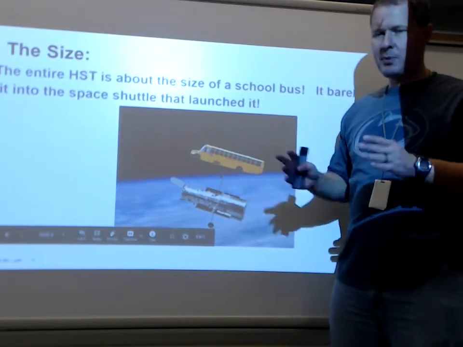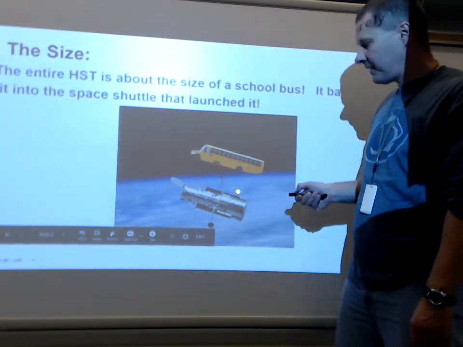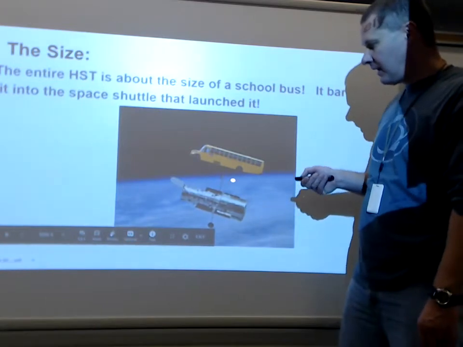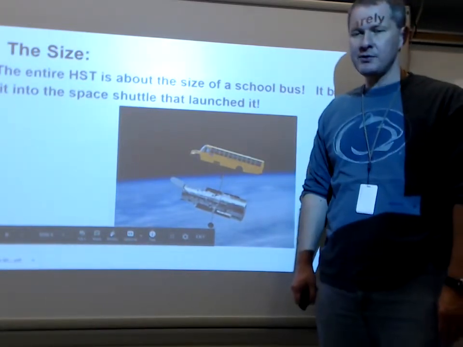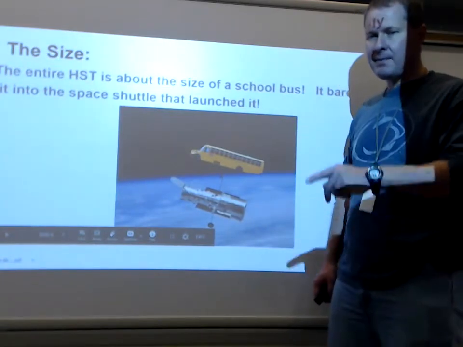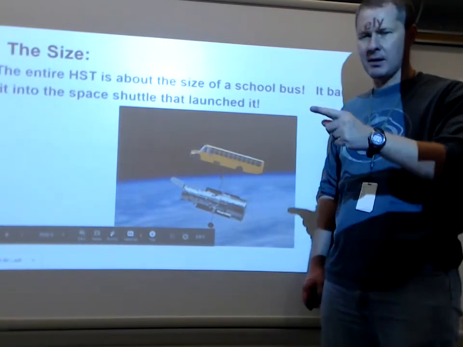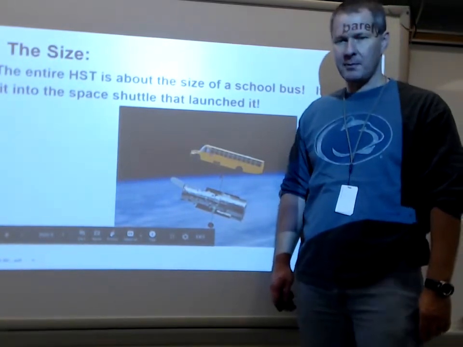Now the mirror is 2.4 meters across. That would be kind of like this direction right here. But the entire thing is even bigger. It is approximately the size of a whole school bus. So the next time you're in your school bus or see one, think about that thing orbiting the Earth at 17,000 miles an hour. That's what the Hubble Space Telescope is doing.